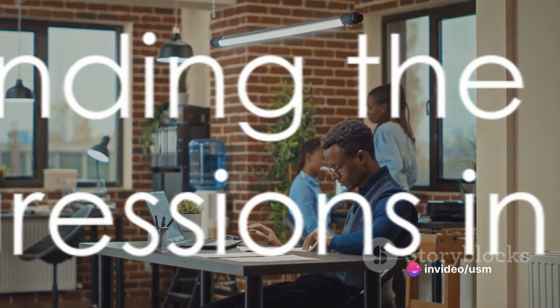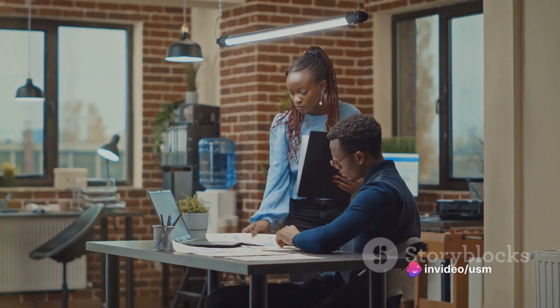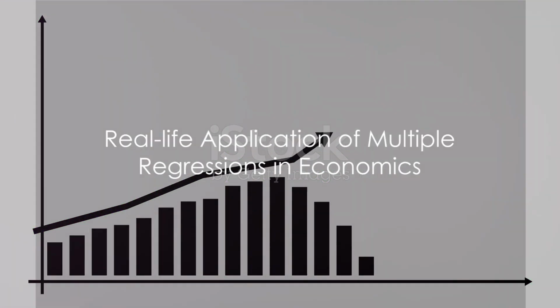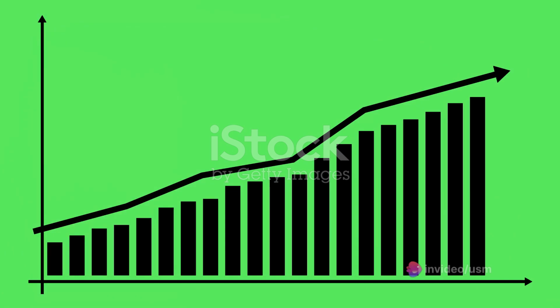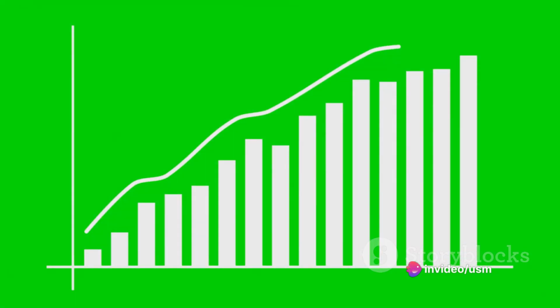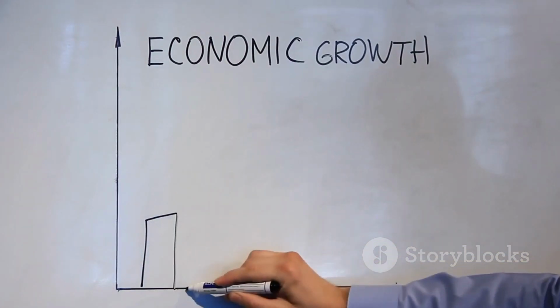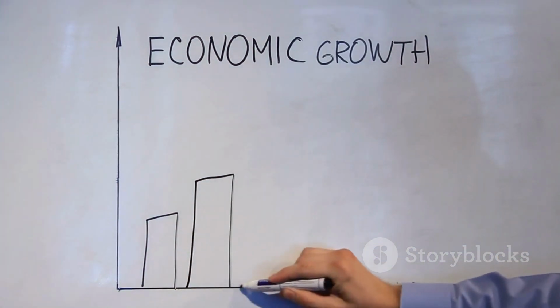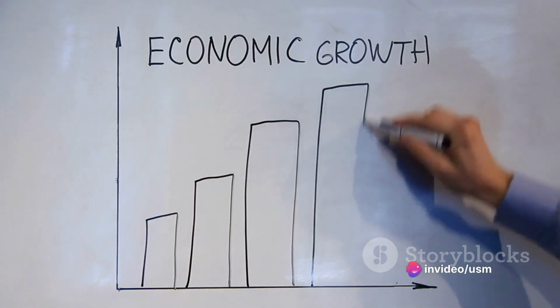Just remember, the power of multiple regressions lies in its ability to tease apart the individual effects of multiple variables. Now, let's bring multiple regressions to life with a real-world economics example. Imagine you're an economist tasked with predicting the gross domestic product, or GDP, of a country. You know that several factors can impact GDP, like the labor force, capital stock, and technological advancement. But how can you model these relationships to make an accurate prediction? That's where multiple regressions come into play.